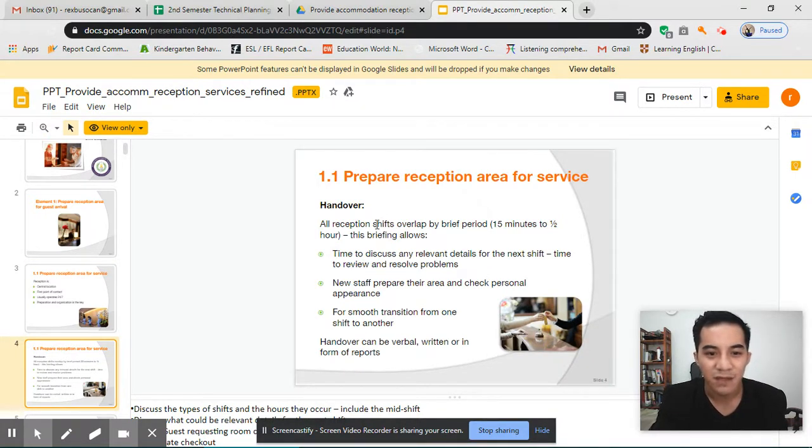Next is handover. All reception shifts overlap by a brief period, 15 minutes to half an hour. So in every shift change, they have this handover, giving information before the shifts change. For example, the morning shift will change with the afternoon shift, or the afternoon shift will change with the morning shift. So they will have a little time for handover, wherein they will discuss things that had happened and what they are going to do. Okay, exchanging information, so they can deliver the service smoothly and well.